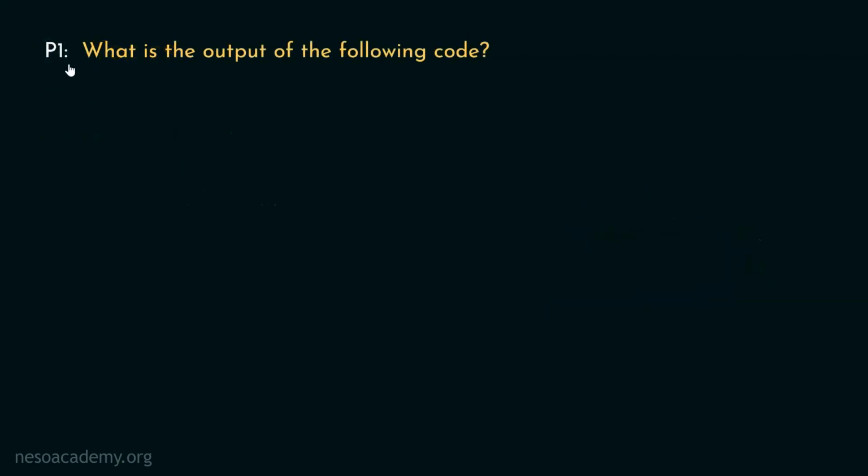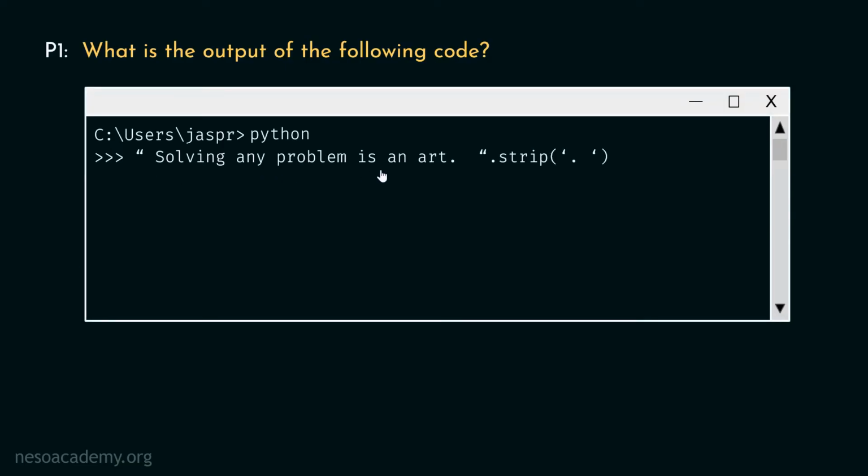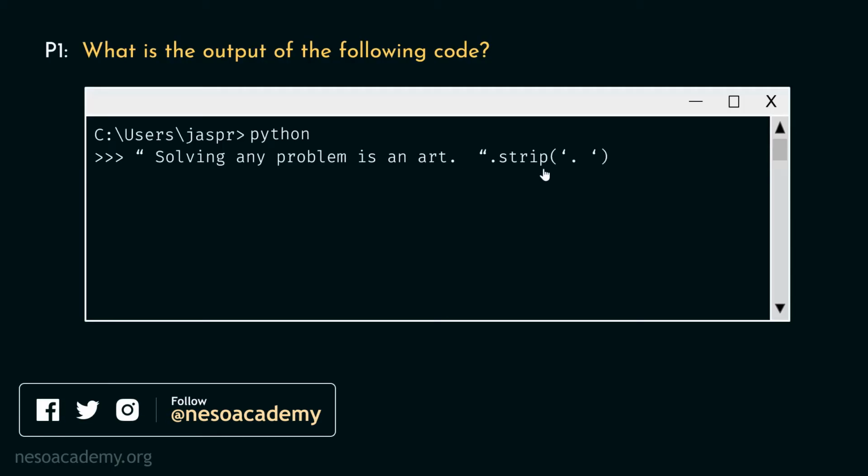The first problem is, what is the output of the following code? So this is the command prompt, and here is the line of code. Solving any problem is an art, the string with some leading and trailing white spaces. After this, we have dot strip. This method is the strip method, and to this strip method, I have provided this string with two characters: one is a dot and the other one is a white space.